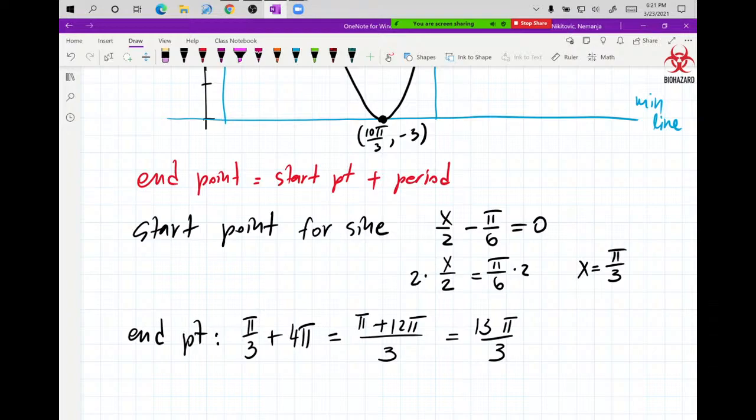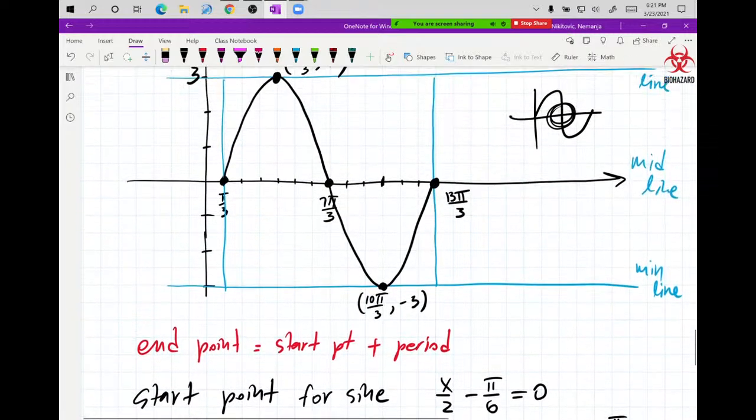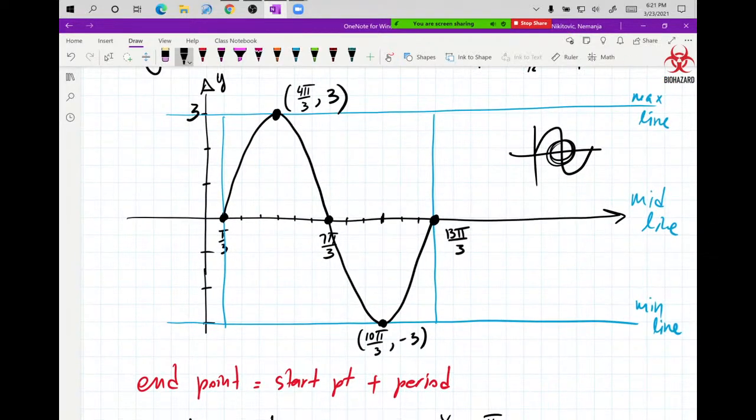Yeah, sure. And then when I counted pi over 3 to 13 pi over 3, I found the middle, because the graph has to cross through that middle, and then found the middle of each half for a max and a min. And we're done. That's the principal period. It's actually 4 pi in length, right? And it's also stretched 3 units up.